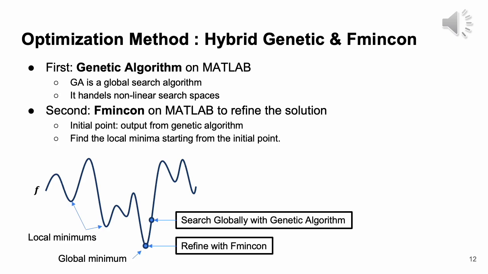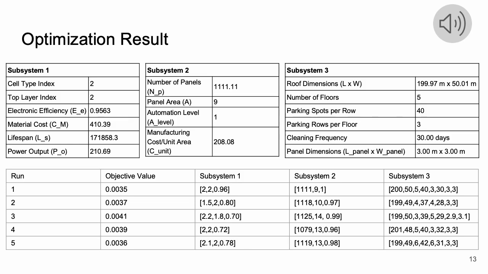with higher precision. This slide shows the optimization results for our solar panel system across 5 independent runs. At the top, we summarize the best performing solution, which achieved the system cost of just $0.0035 per kilowatt hour. This solution used cell type 2 and top layer 2 in subsystem 1 with a high electronic efficiency of 95.63%.